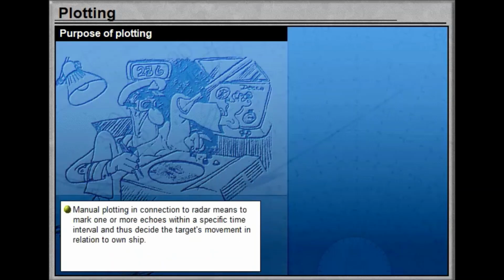Manual plotting in connection to radar means to mark one or more echoes within a specific time interval, and thus decide the target's movement in relation to own ship. The objective of plotting is to obtain the clearest possible picture of the situation.